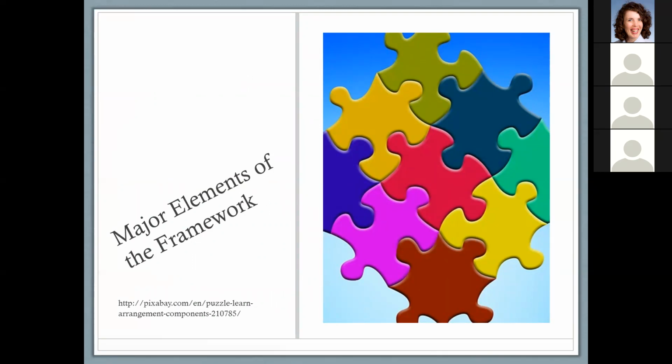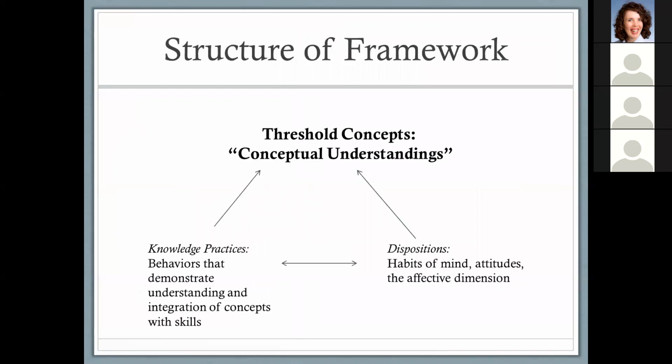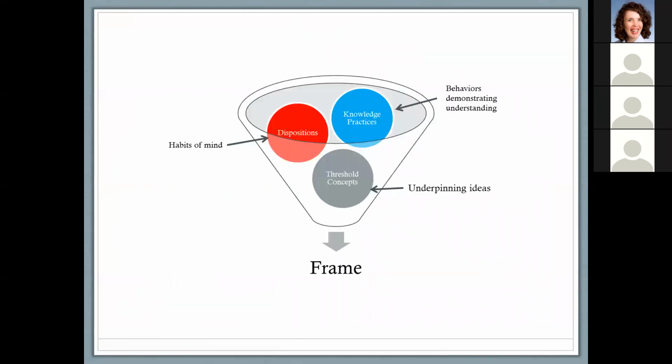So let's talk now about the major elements of the framework. We decided that there would be 6 frames, and we were drawing on some earlier research, a Delphi study that identified what are called threshold concepts, and I'll talk about those in just a minute. And what the task force did also was to create what we called knowledge practices, which are demonstrations that the students understand these core concepts, and then dispositions, which are more of the habits of mind or the affective aspects of learning as well. So the structure of the framework looks like this. There are threshold concepts, or we can call these conceptual understandings, which are undergirded by knowledge practices and dispositions, which I've just described.